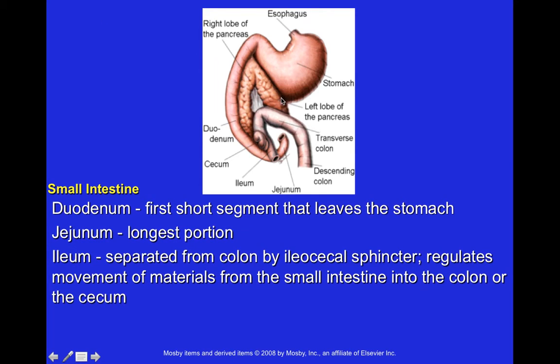And just have a look here. This is the pancreas. So when I was talking before about the pancreas adding sodium bicarbonate to the duodenum, this is where the pancreas lies. It sits between the stomach and the first loop of the duodenum.